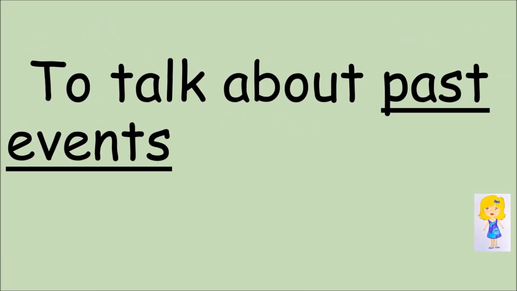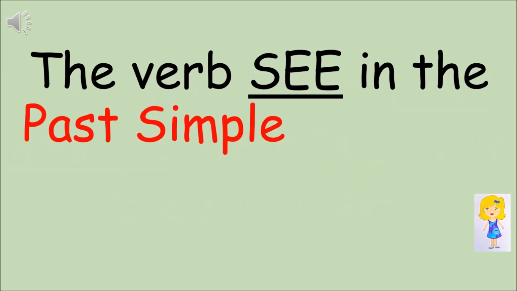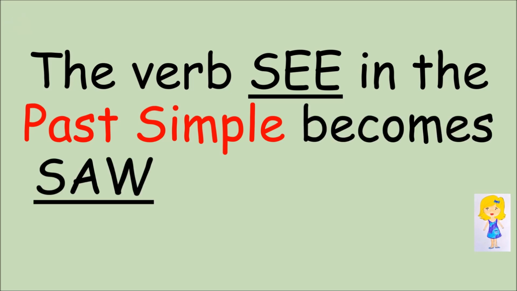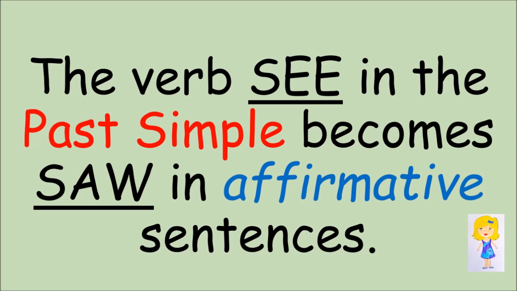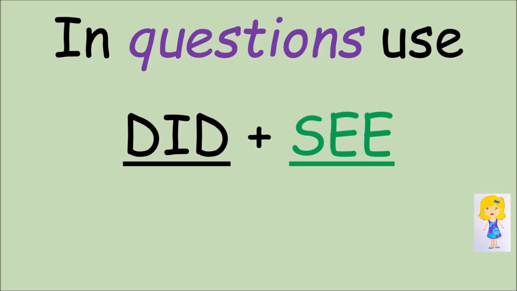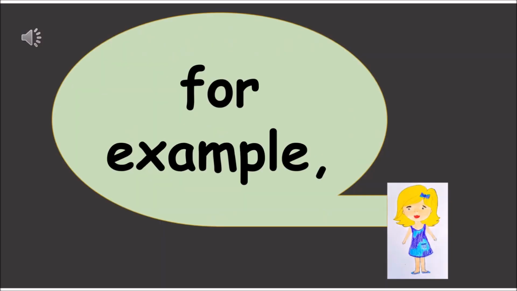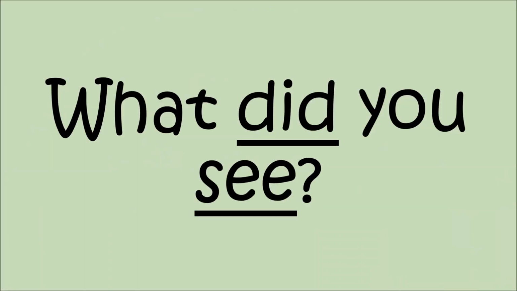To talk about past events, we often use simple past. The verb see in the past simple becomes saw in affirmative sentences. In questions, use did plus see in the simple past. For example, what did you see?